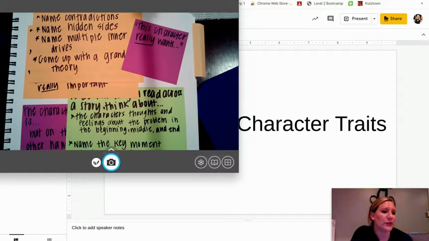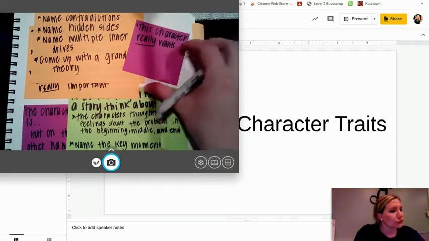So in doing that, we have to think about a few things. If we look at some of the post-it notes that we have here, some of the things we can think about are naming contradictions. Contradictions are opposing thoughts. Naming hidden sides that the character might have. Sometimes in stories, you get a point of view that is just the character and their thoughts and things about them that the other characters wouldn't necessarily know. So those hidden sides. Naming multiple inner drives, what really drives that character, and then coming up with a grand theory about your character and how this character changes and develops over time.